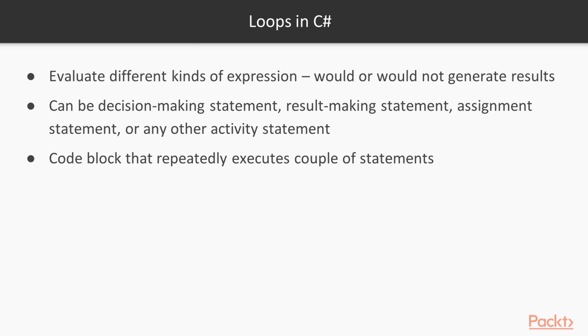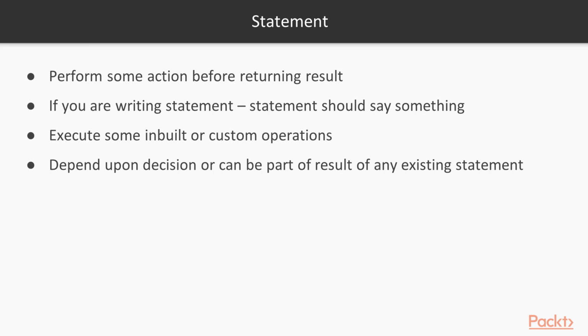On the other hand, loops are a code block that repeatedly executes a couple of statements. A statement should perform some action before returning a result. In other words, if you're writing a statement, that statement should say something. To do that, it has to execute some inbuilt or custom operations. Statements can depend upon a decision or can be a part of the result of any existing statement.